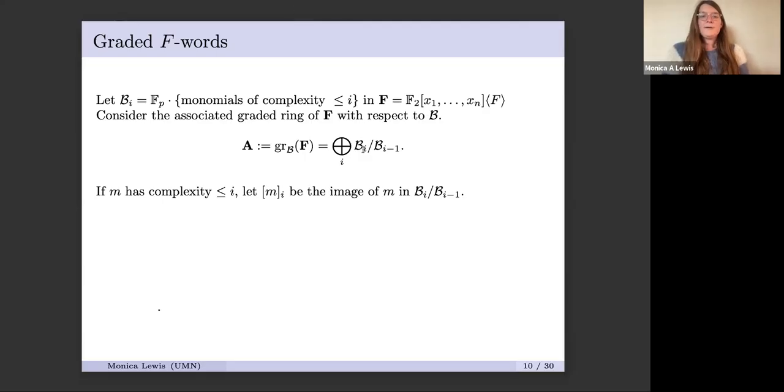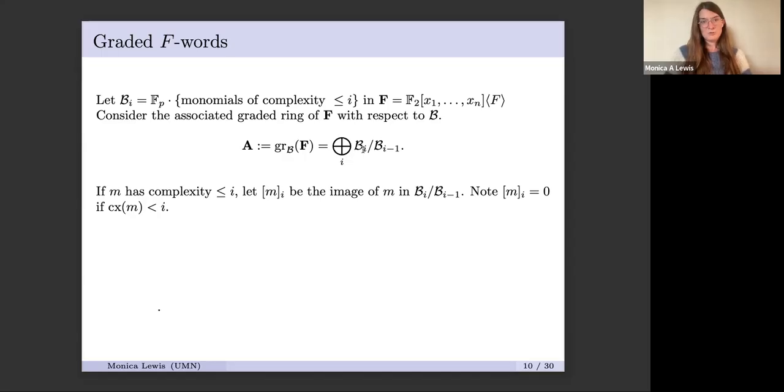Okay. We're going to use, just as notation, bracket sub i to be the image of an element M inside of B_i mod B_{i-1}, assuming M has complexity no more than i. So this is what you might call the symbol in the language of filtrations, where note that this is 0 if the complexity is strictly less than i. But okay, what kind of properties does this ring A have?